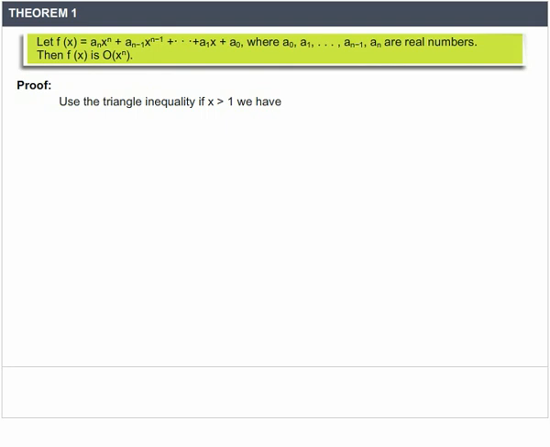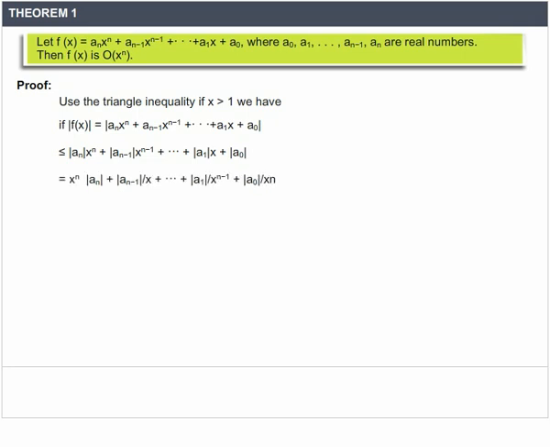If x is greater than 1, we have modulus of f(x) equal to modulus of a_n x^n plus a_(n-1) x^(n-1) plus etc. plus a_1 x plus a_0, which is less than or equal to modulus of a_n x^n plus modulus of a_(n-1) x^(n-1) plus etc. plus modulus of a_1 x plus modulus of a_0, which equals x^n times modulus of a_n plus modulus of a_(n-1) by x plus etc. plus modulus of a_1 by x^(n-1) plus modulus of a_0 by x^n, which is less than or equal to x^n times modulus of a_n plus modulus of a_(n-1) plus etc. plus modulus of a_1 plus modulus of a_0.